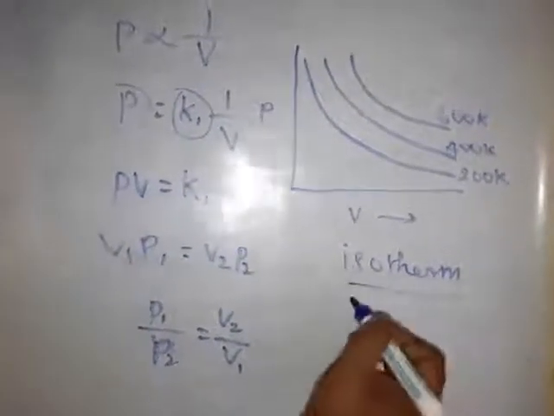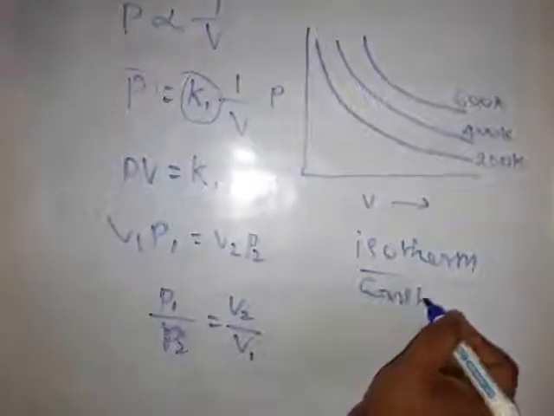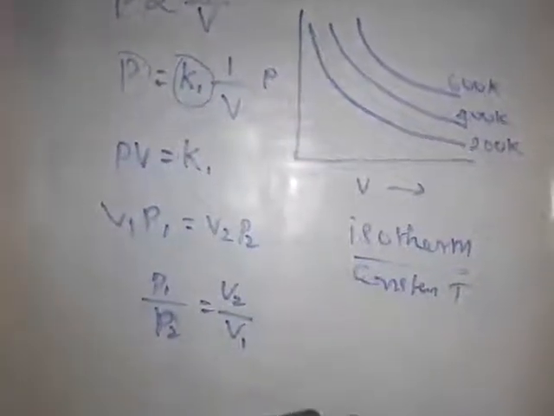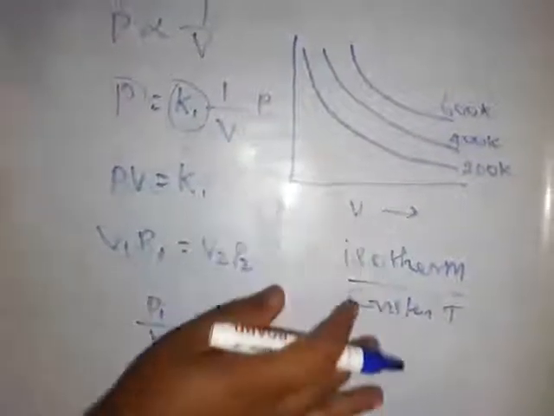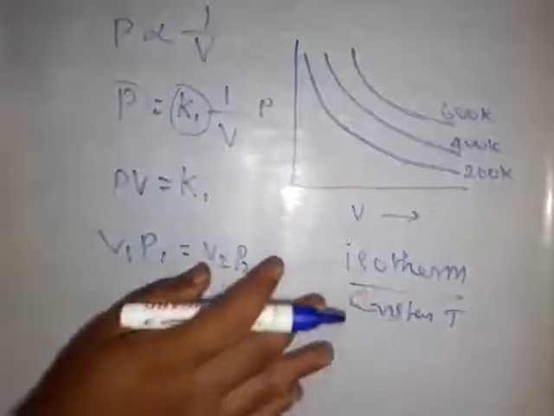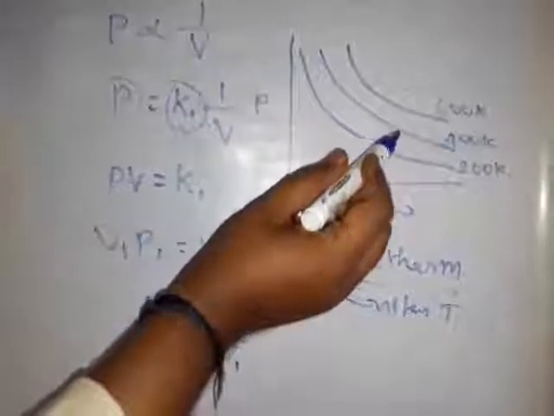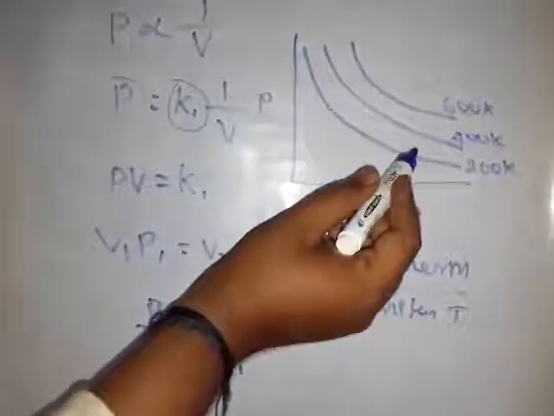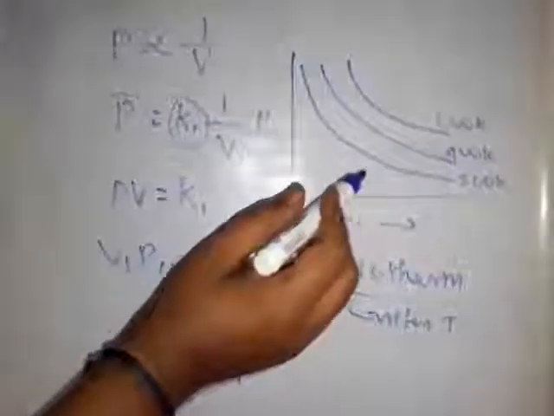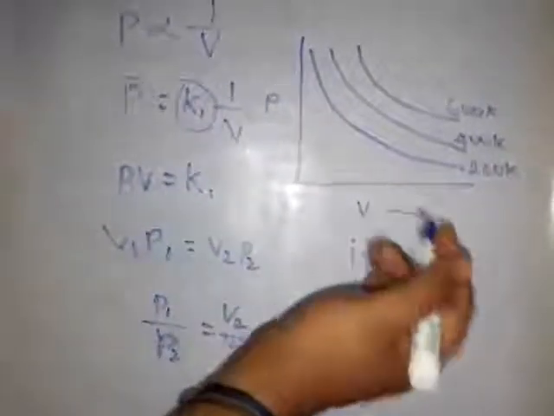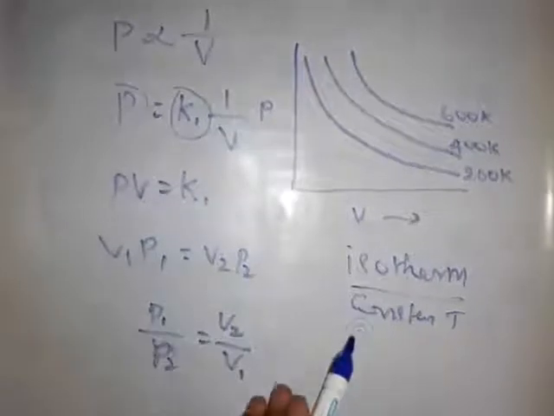Iso means constant and therm means temperature, so this is a constant temperature plot. If the volume of the gas is doubled, that means the pressure is halved. This is the conclusion. That means the volume is 0.09 mole of carbon dioxide at 300 Kelvin.